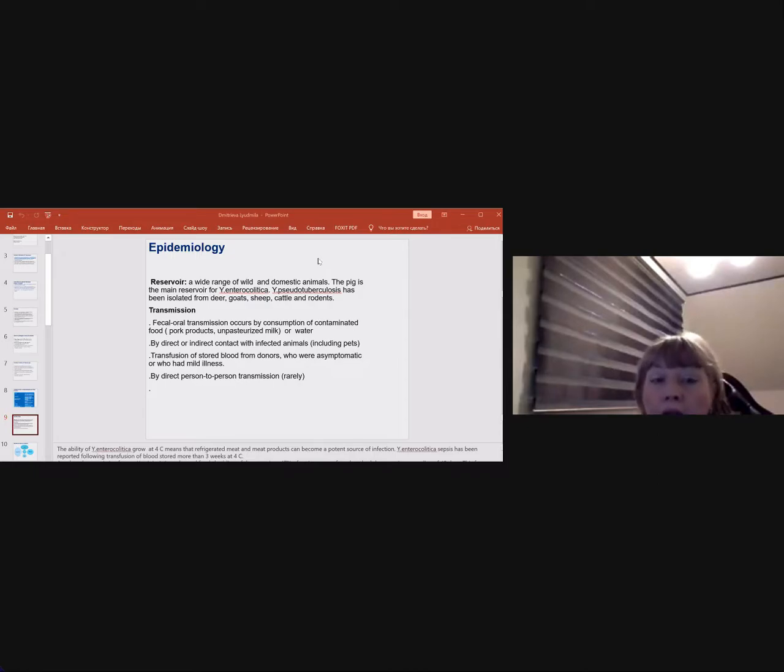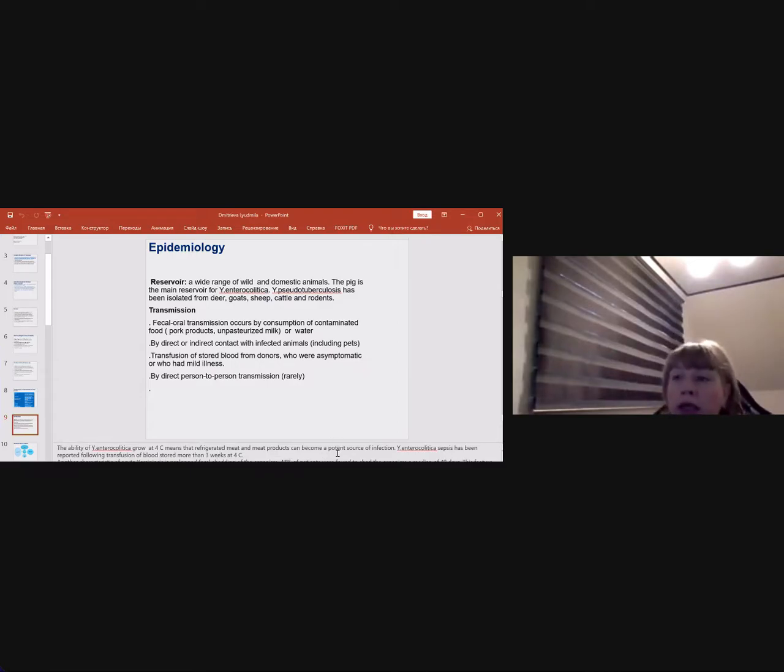Doctors, the ability of Yersinia enterocolitica to grow at 4 degrees means that refrigerated meat and meat products can become a potent source of infection. Yersinia enterocolitica sepsis has been reported following transfusion of blood stored more than 3 weeks at 4 degrees. You know about it, yes, it is very important. Okay, and doctors, what else?